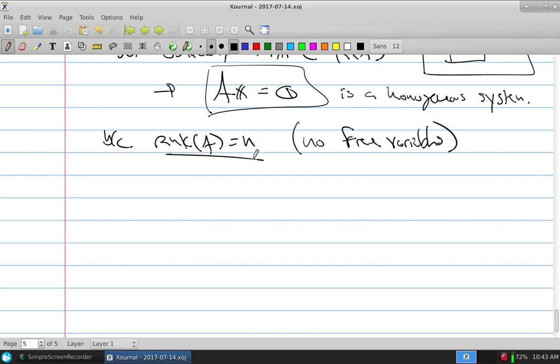Hey, by the way, the rank's n. There's no free variables. So that means a homogeneous system with no free variables together says only the trivial solution, which implies that what? It has to be 0, which tells us the original has only the trivial solution, which has to be invertible. So we're done.